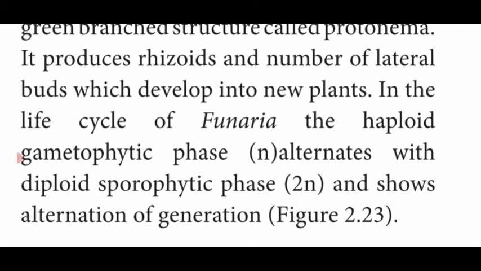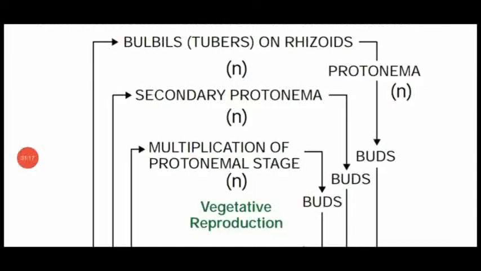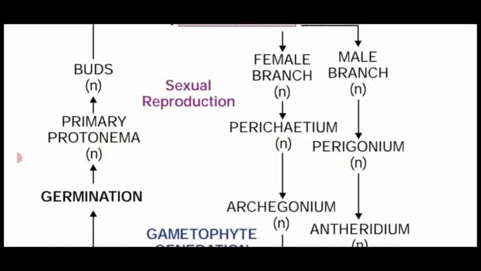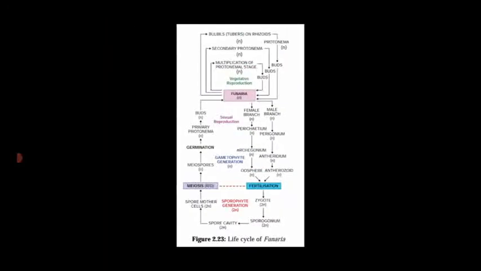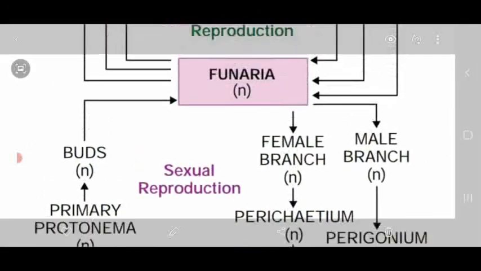Dear students, this is the life cycle of Funaria, which shows different sex organs like antheridium and archegonium, and produces a zygote. This zygote develops into a diploid sporophytic plant body. Dear students, this is another important 3 mark and 5 mark question: the life cycle of Funaria.